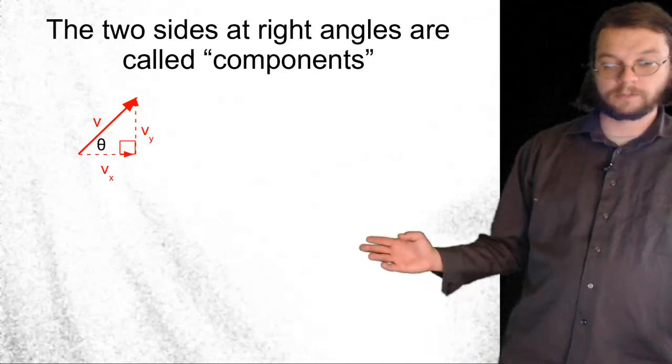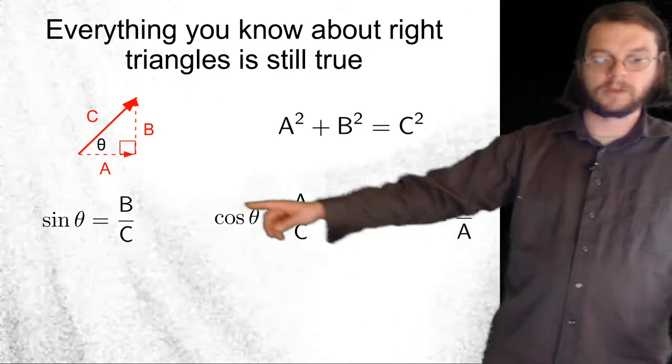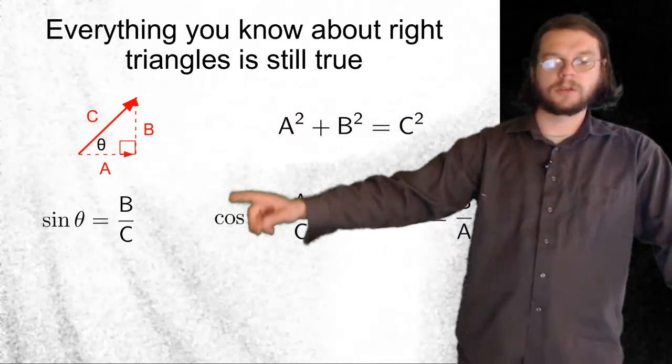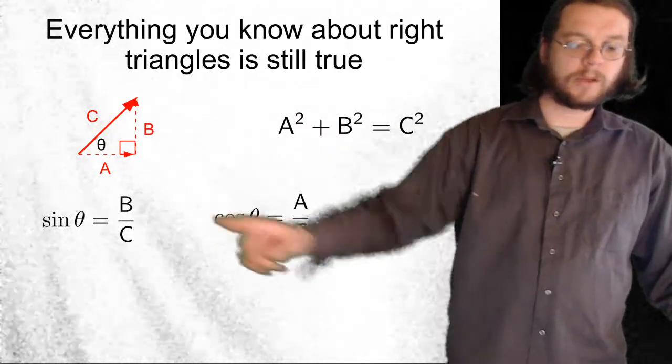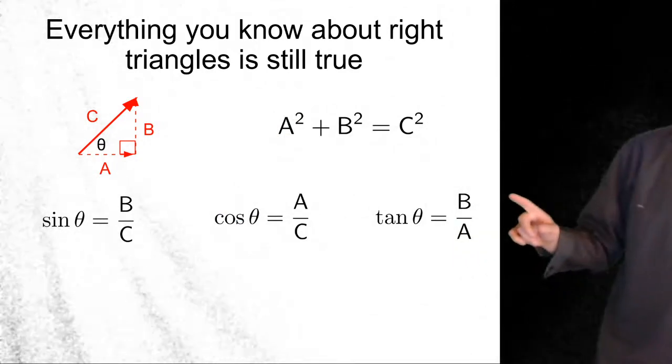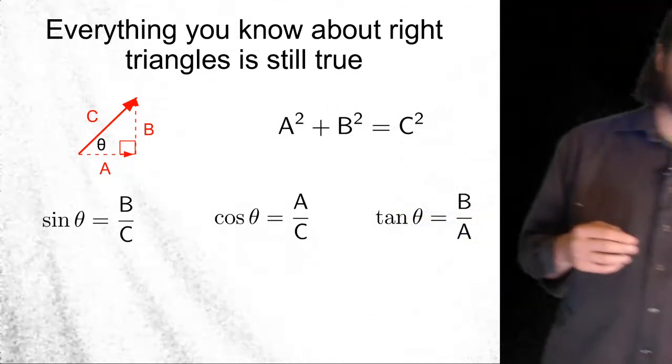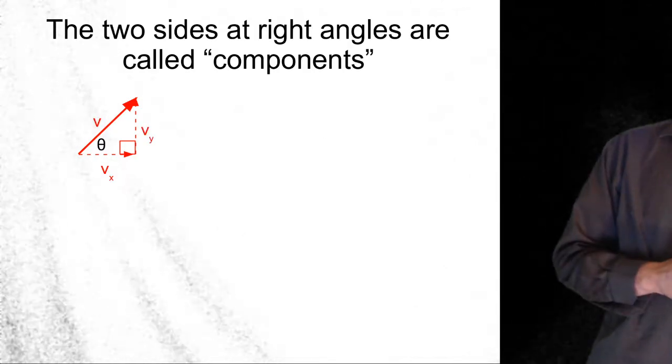Don't forget SOHCAHTOA, right? Sine is opposite over hypotenuse. Cosine is adjacent over hypotenuse. Tangent is opposite over adjacent, things like that. Everything you know about right triangles is still true here.